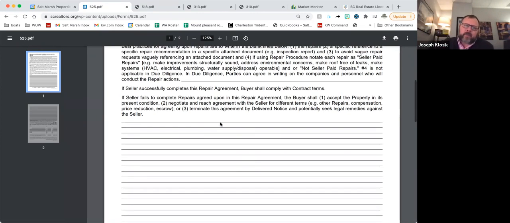And then this last part says if seller fails to complete repairs agreed upon in this repair agreement, the buyer shall accept the property in the present condition, negotiate, reach an agreement on different terms, or terminate this agreement. Again, this is kind of weird. It just repeats what it says in the contract.